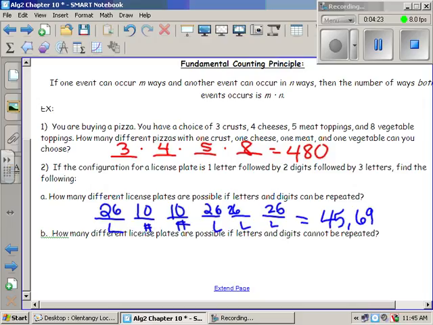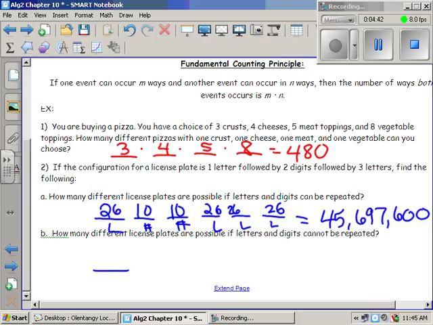45,697,000. Is that enough? Yes, it's enough for Ohio. So I think there's less than 45 million cars. But hopefully if you worked at the BMV, you'd know what that number was. All right, now, this is sort of like without replacement.